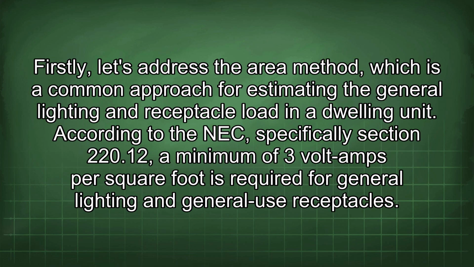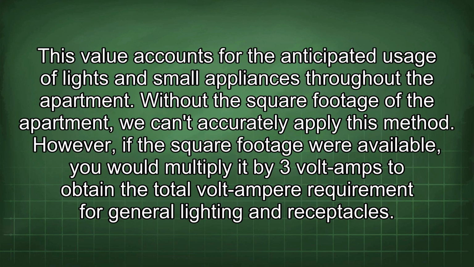Firstly, let's address the area method, which is a common approach for estimating the general lighting and receptacle load in a dwelling unit. According to the NEC, specifically section 220.12, a minimum of 3 volt-amps per square foot is required for general lighting and general use receptacles. This value accounts for the anticipated usage of lights and small appliances throughout the apartment. Without the square footage of the apartment, we can't accurately apply this method. However, if the square footage were available, you would multiply it by 3 volt-amps to obtain the total volt-ampere requirement for general lighting and receptacles.